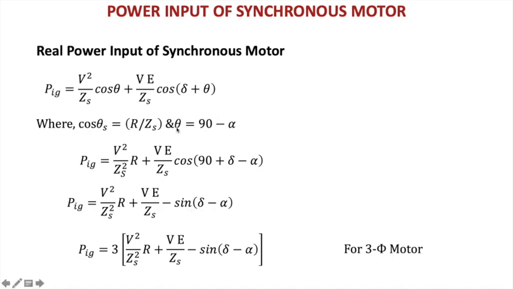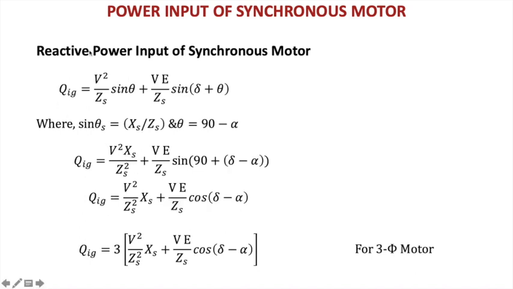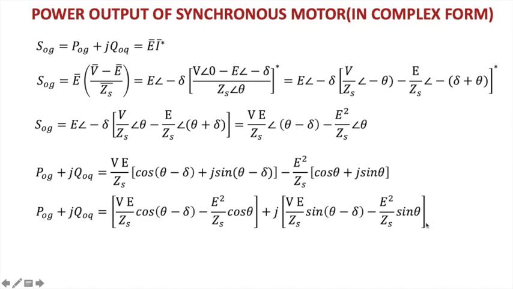Because theta is equal to 90 minus alpha, that is substituted over here, and for a 3-phase synchronous motor you will multiply it by 3. Now the reactive power input: take the imaginary part from the total power equation, substitute sin theta equal to X by Z and theta equal to 90 minus alpha. So the reactive power becomes (V by Zs) whole square into Xs plus VE by Zs cos del minus alpha. For the 3-phase motor, again multiply by 3.